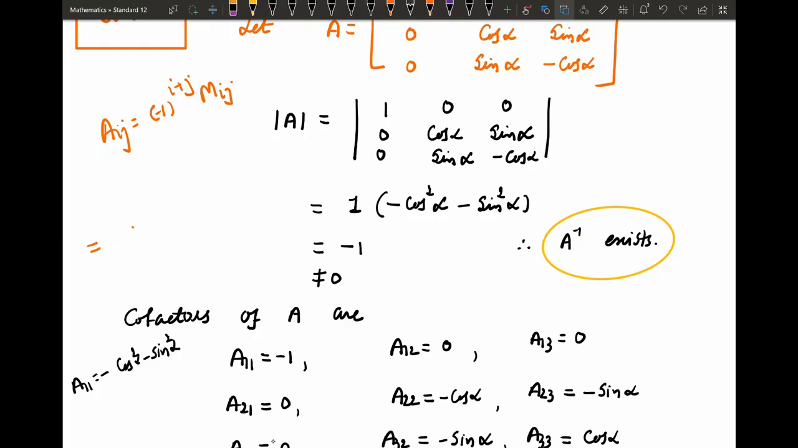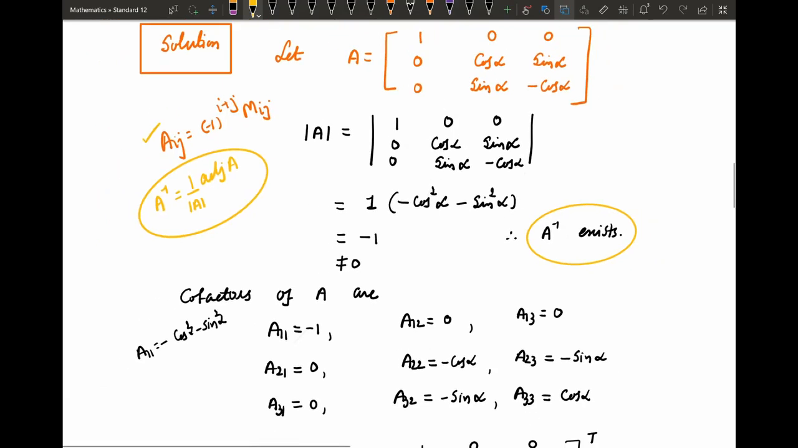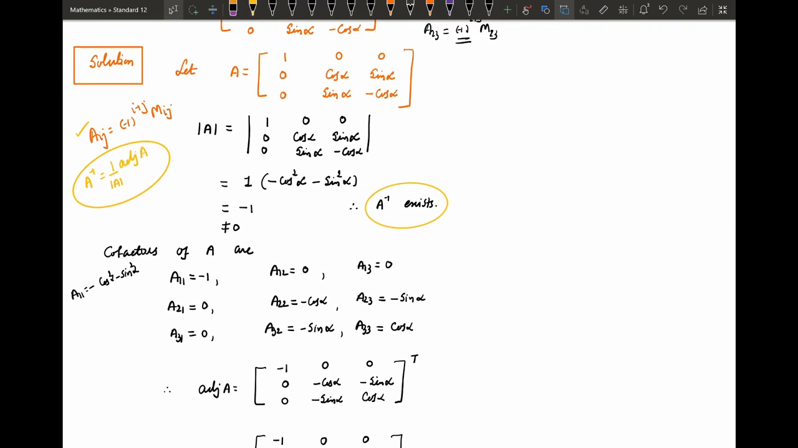Now again we are familiar with the formula. A inverse is equal to adjoint A upon determinant A. Now first, using this formula, for the given 3 by 3 matrix, we will evaluate the cofactor of each entry. So now let us evaluate.